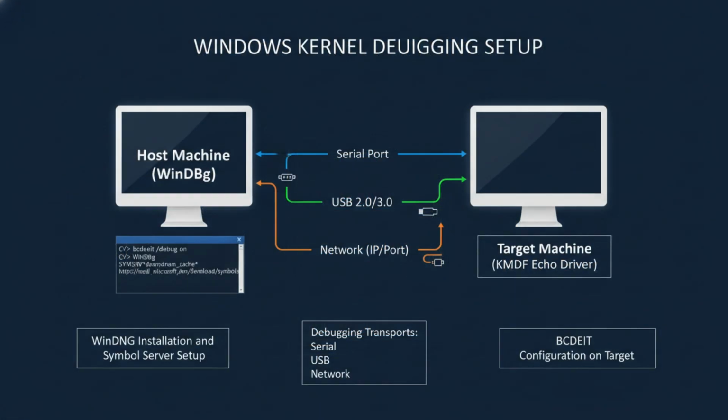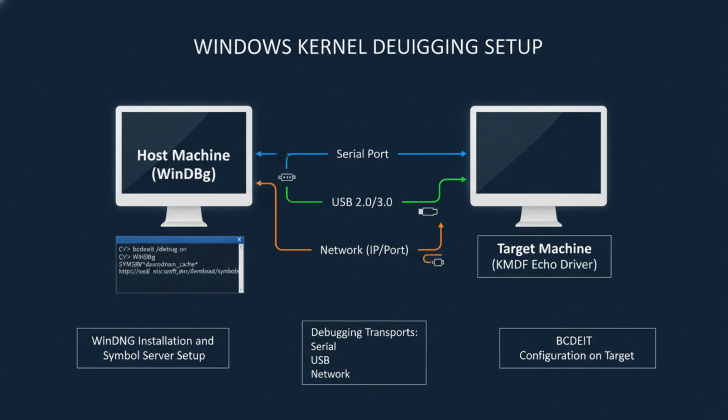Establishing a robust debugging environment is the first critical step in kernel analysis. This typically involves two machines, a host machine running WinDbg, and a target machine where the driver under test, such as our KMDF Echo Driver, resides. These machines are interconnected via a debugging transport, which can be a serial port, a USB 2.0 or 3.0 cable, or, increasingly, a network connection for modern systems.